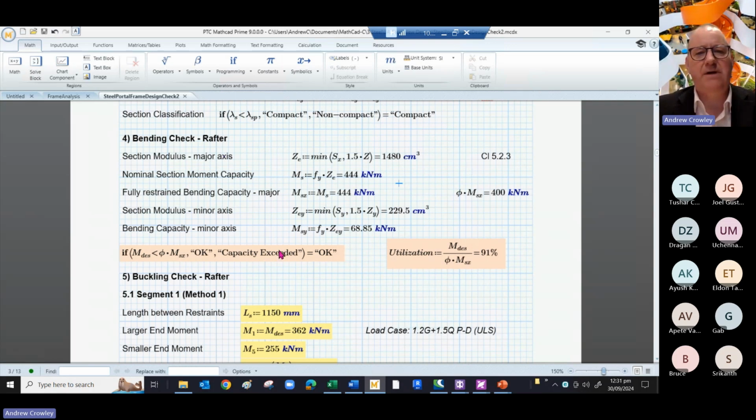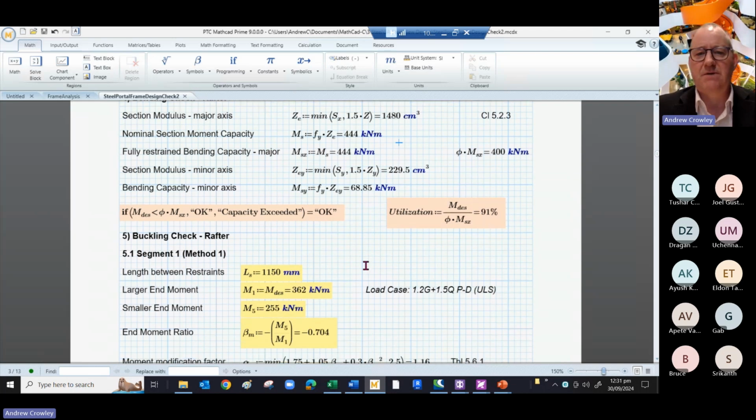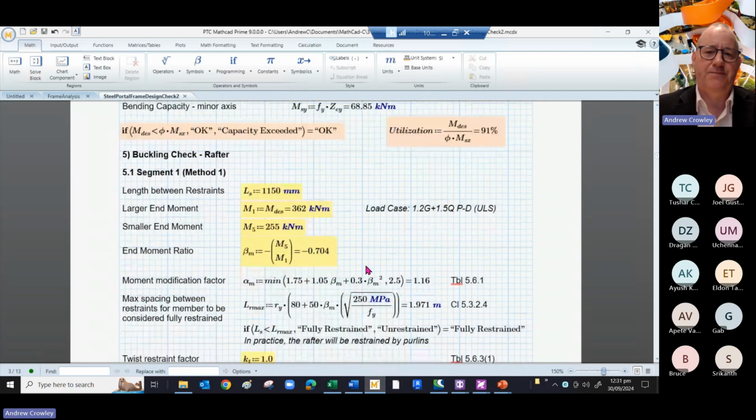If we'd failed on this, we need to start again. Basically, our section isn't big enough. And that'll save you the time for the rest of this, because the rest of it gets a lot more complicated. So we're looking at buckling, and it's buckling about the minor axis. So your major axis capacity for a rafter depends upon the buckling about the minor axis, and the minor axis is restrained along the length of your rafter.